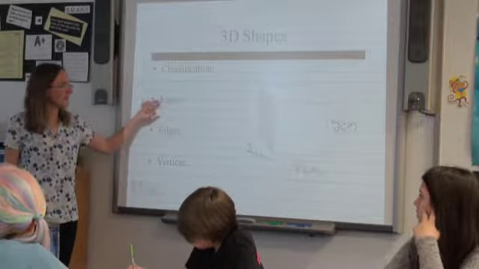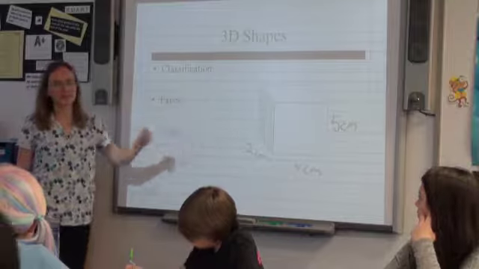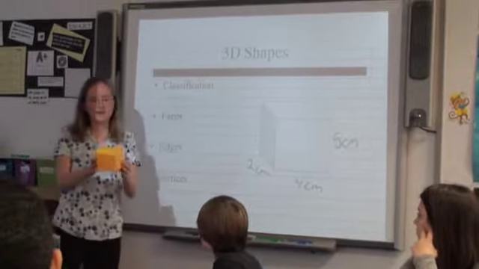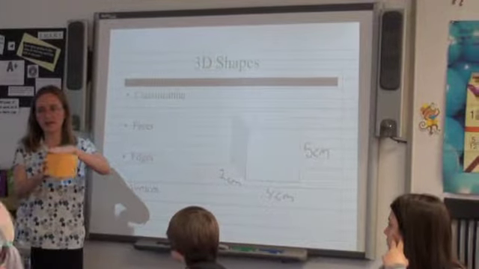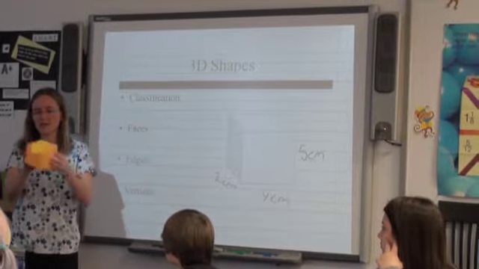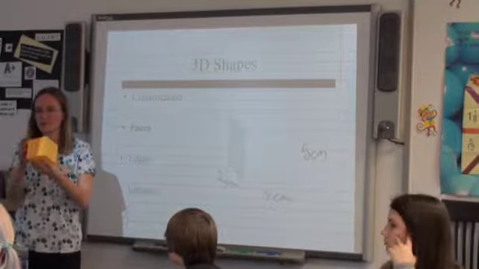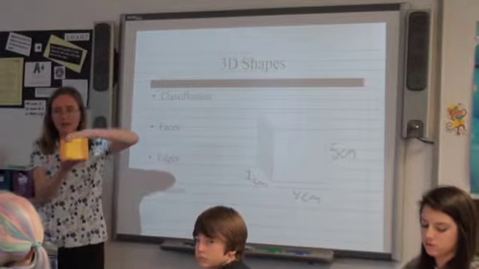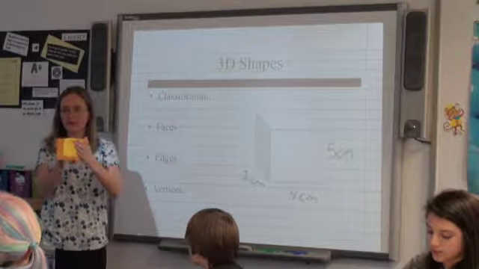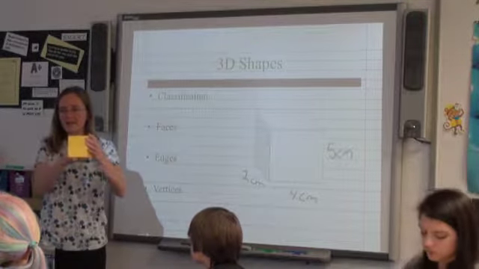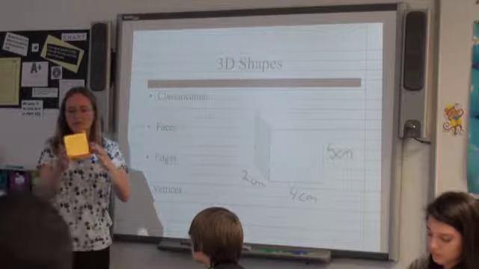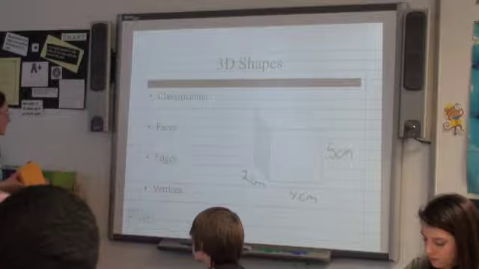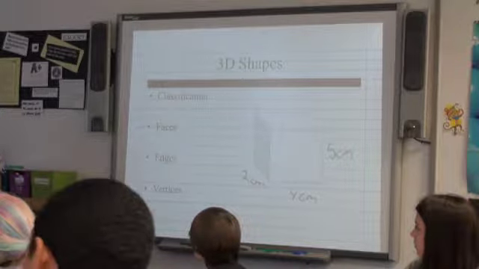What would be a face of this object here? I have another one. The face would be the flat edge. So how many faces do you think there are going to be on this object? 6. Riley, there's 6. So there's a top and a bottom, the left and the right, and the front and the back. So there's 6 faces on this object. So the classification would be a cube.